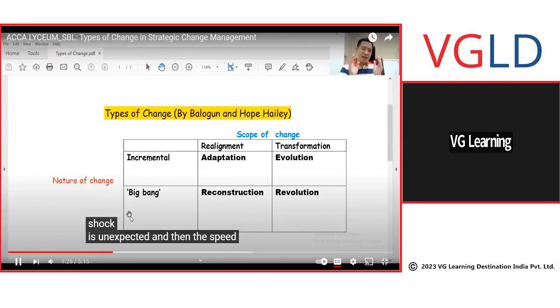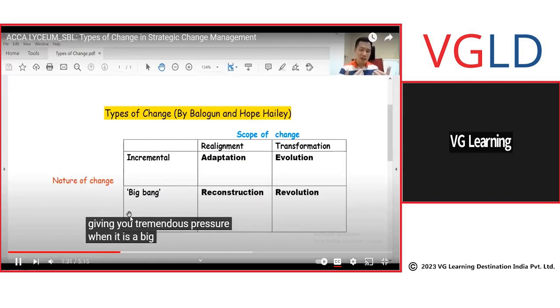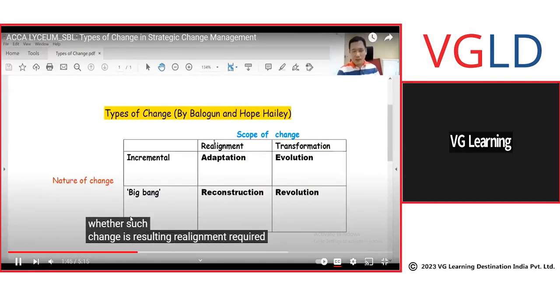And then the speed that the change is coming to you is also giving you tremendous pressure when it is a big bang. Okay. And then another perspective of looking at the change is by looking at the scope of the change, whether such change is resulting in realignment required.